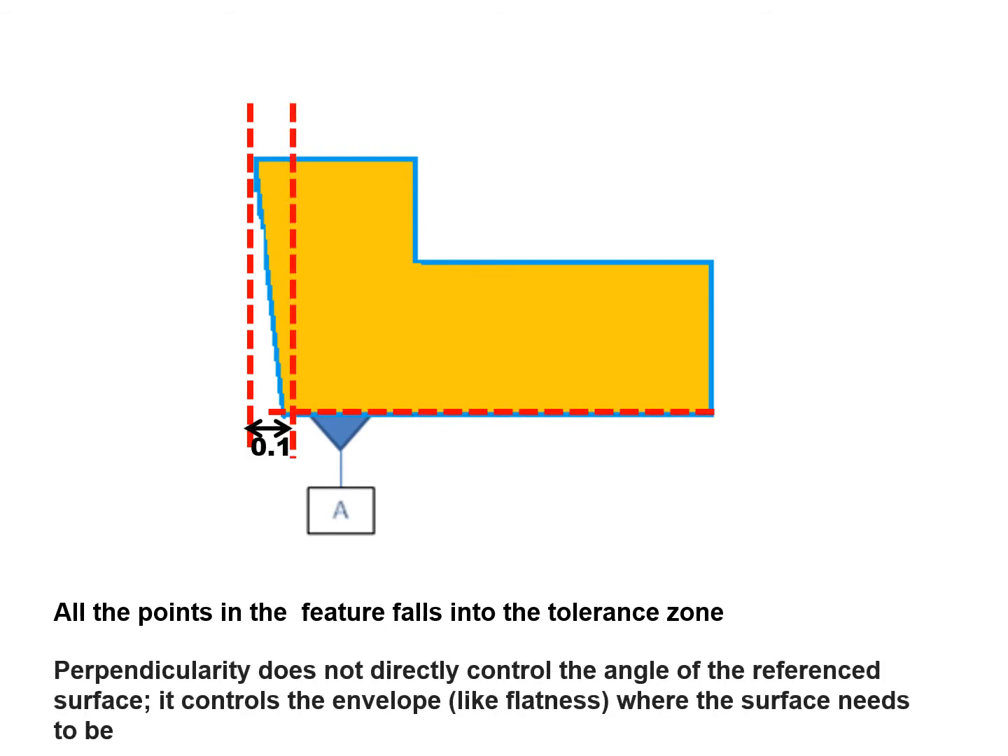The important point is that, like angularity, perpendicularity does not directly control the angle of the reference surface. It controls the envelope where the surface needs to be, like flatness.